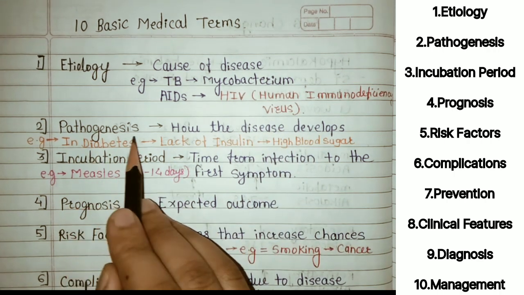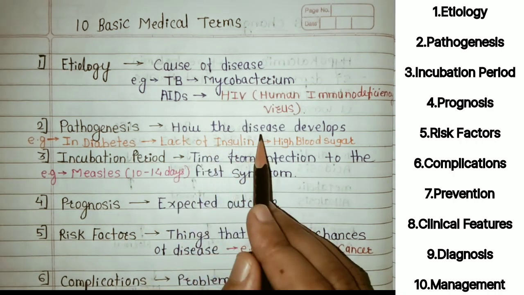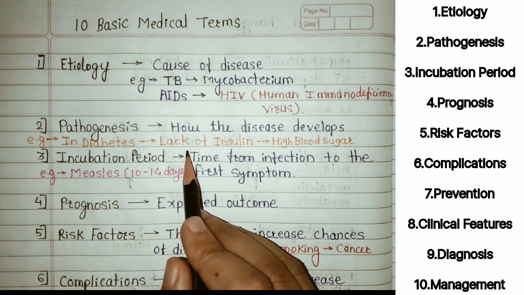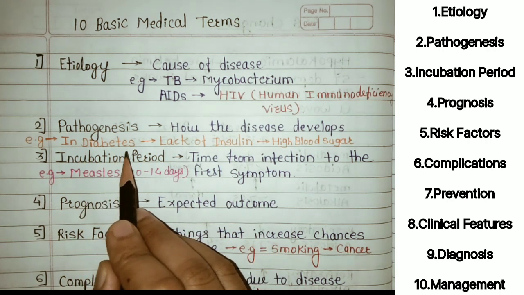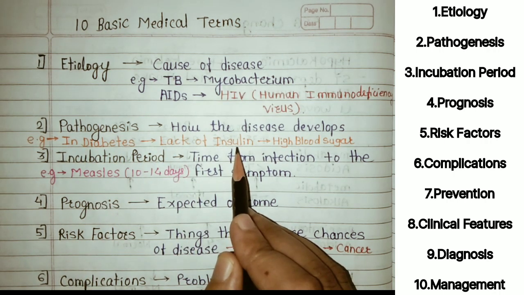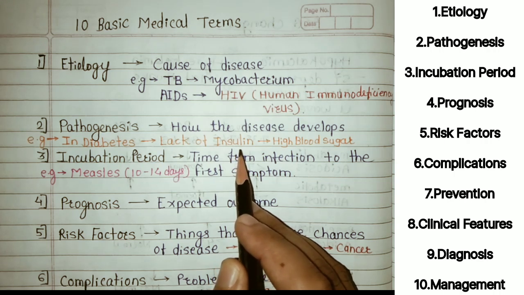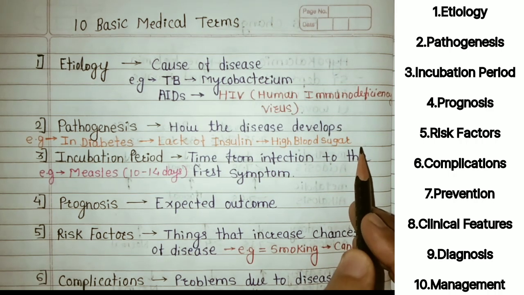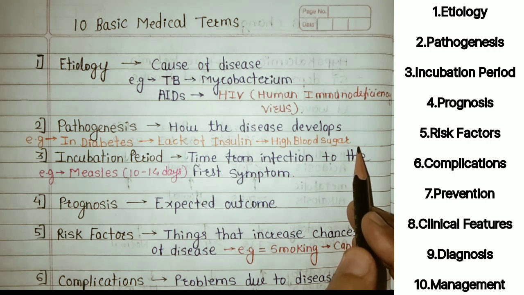Then the second one is pathogenesis, which means how the disease develops from the primary stage to the secondary and tertiary stage, how disease occurs. In diabetes patients, there is lack of insulin. Because of lack of insulin, high blood sugar occurs, and after that, high blood sugar leads to organ damage, which is the most severe condition we see in a diabetes mellitus patient.